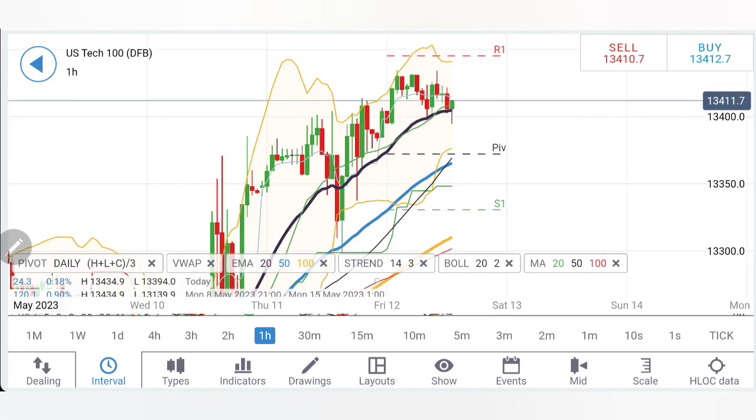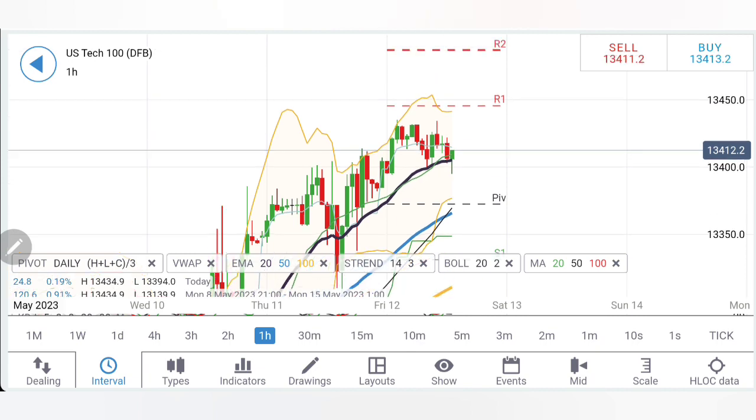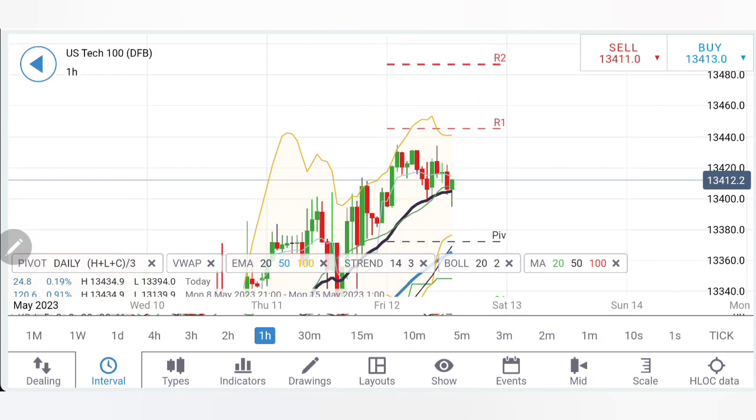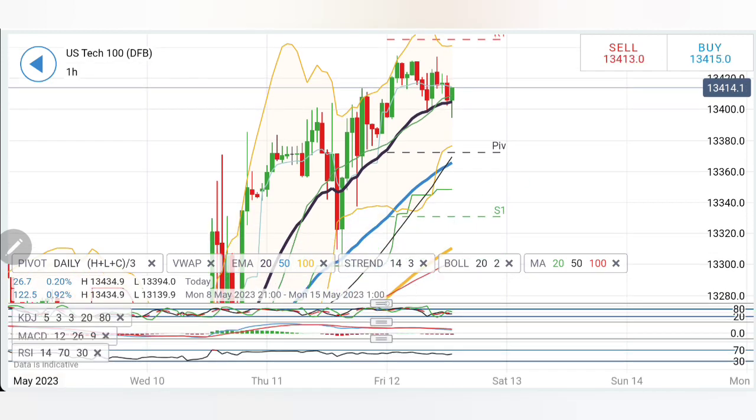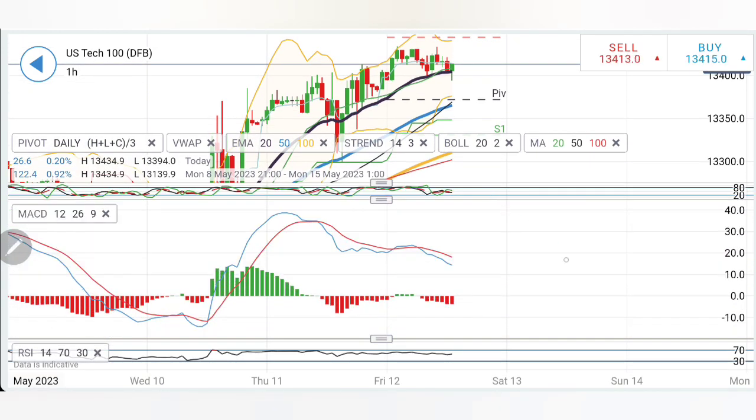So take your positions accordingly. A sell entry at 13,400 is good, and a buy entry at 13,440 is a good safe entry. Rather, I will say 13,450. For this 50 points, do not take any position in Nasdaq 100. Stochastic is comfortable. The MACD is divergent and bearish.